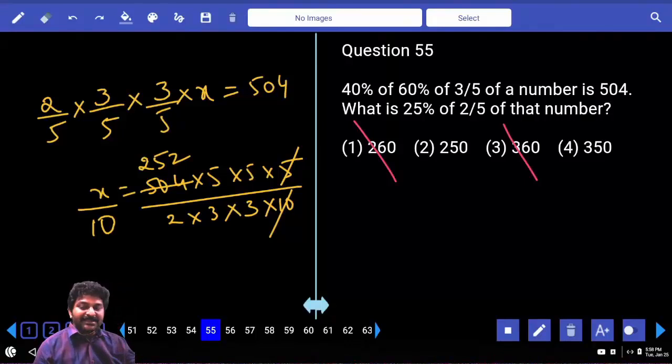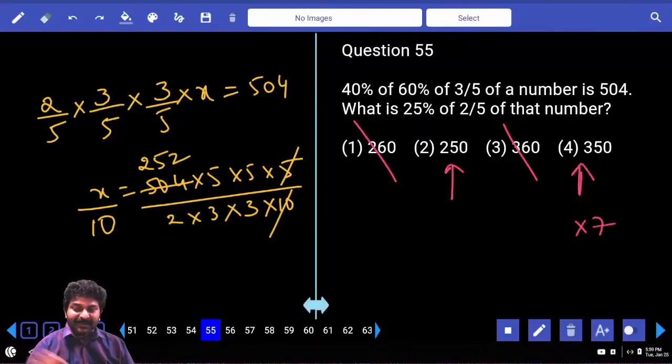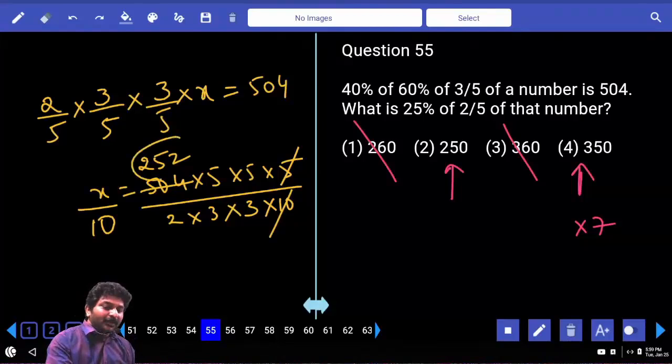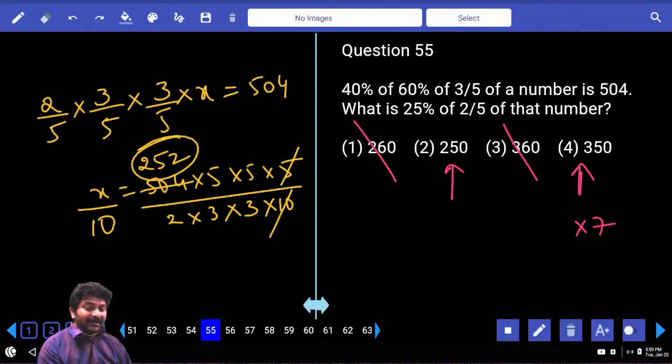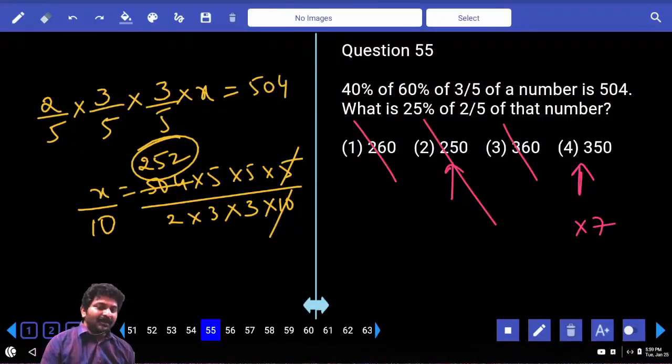The answer must be either the second option or, come on, the fourth option. When you observe these two, the fourth option is a multiple of 7, but the second option is not a multiple of 7. Let's see whether our answer can be a 7 multiple or not. 252, is that a 7 multiple? Yes. Do you have a 7 multiple in the denominator? No. So the answer must be a 7 multiple. Second eliminated, fourth final. If you wonder why, it's up to you; you can do the cancellation instead.